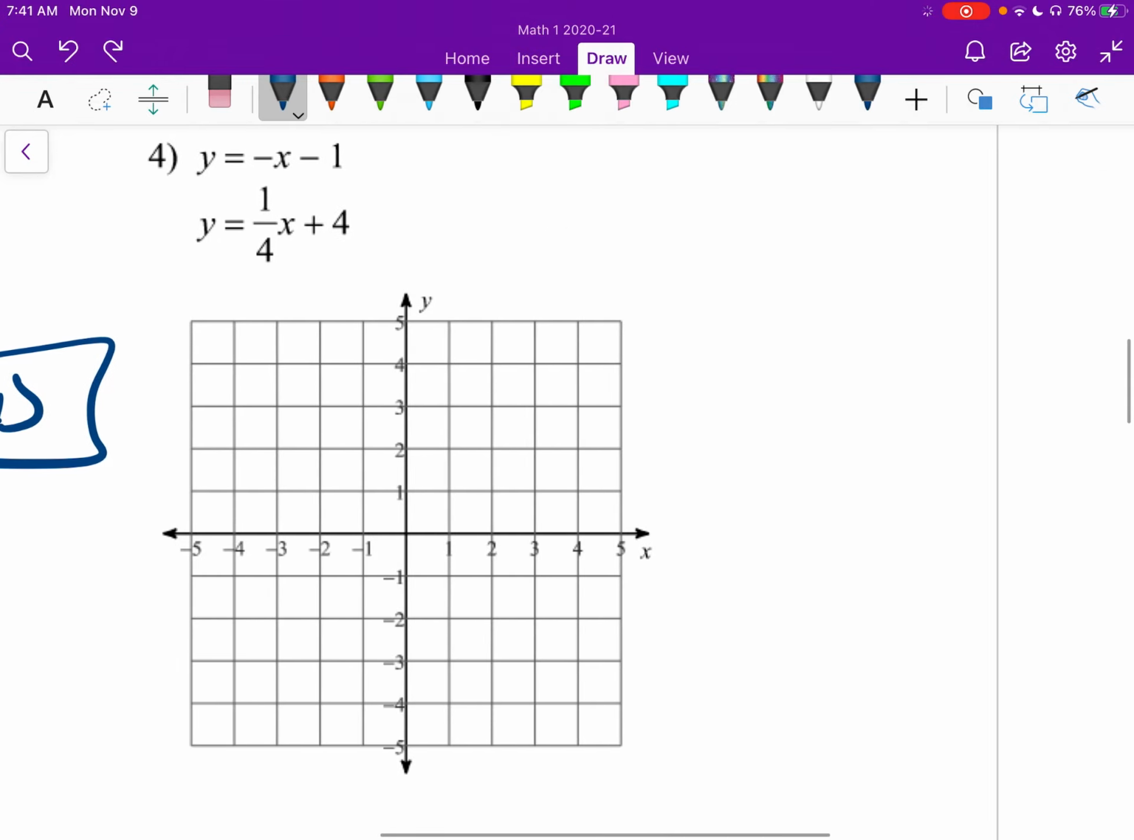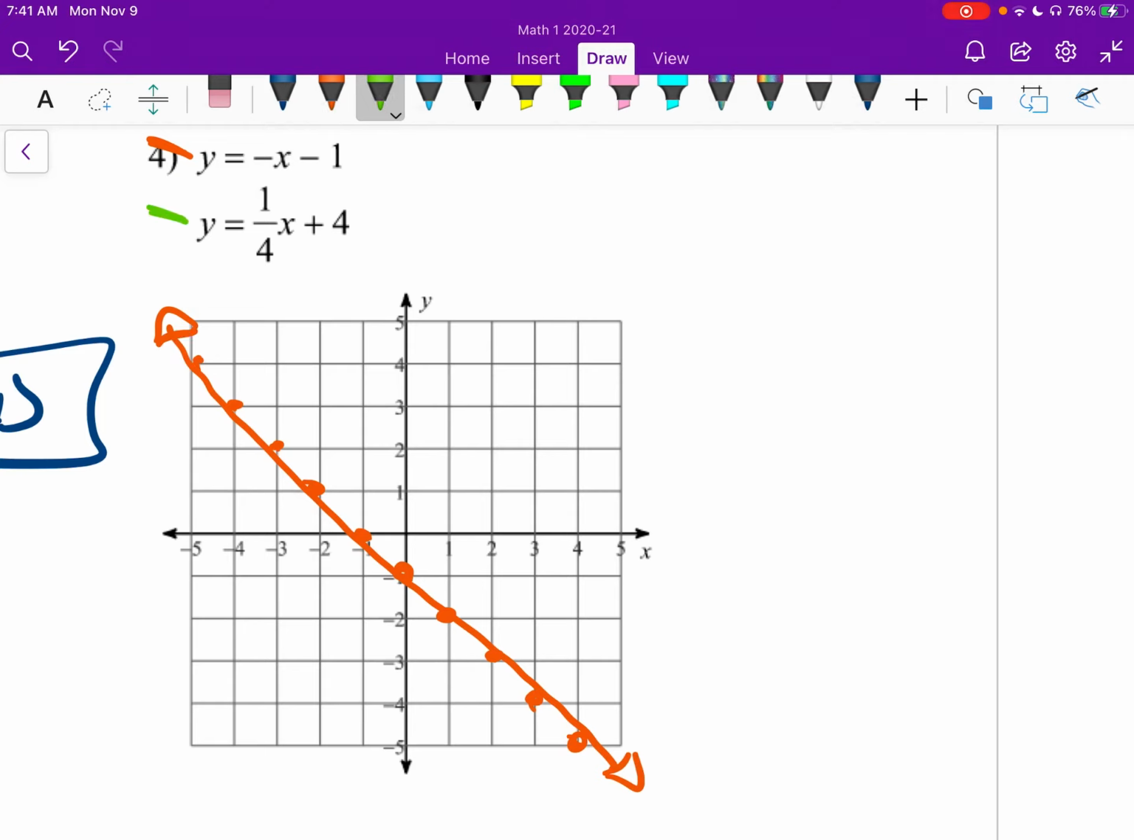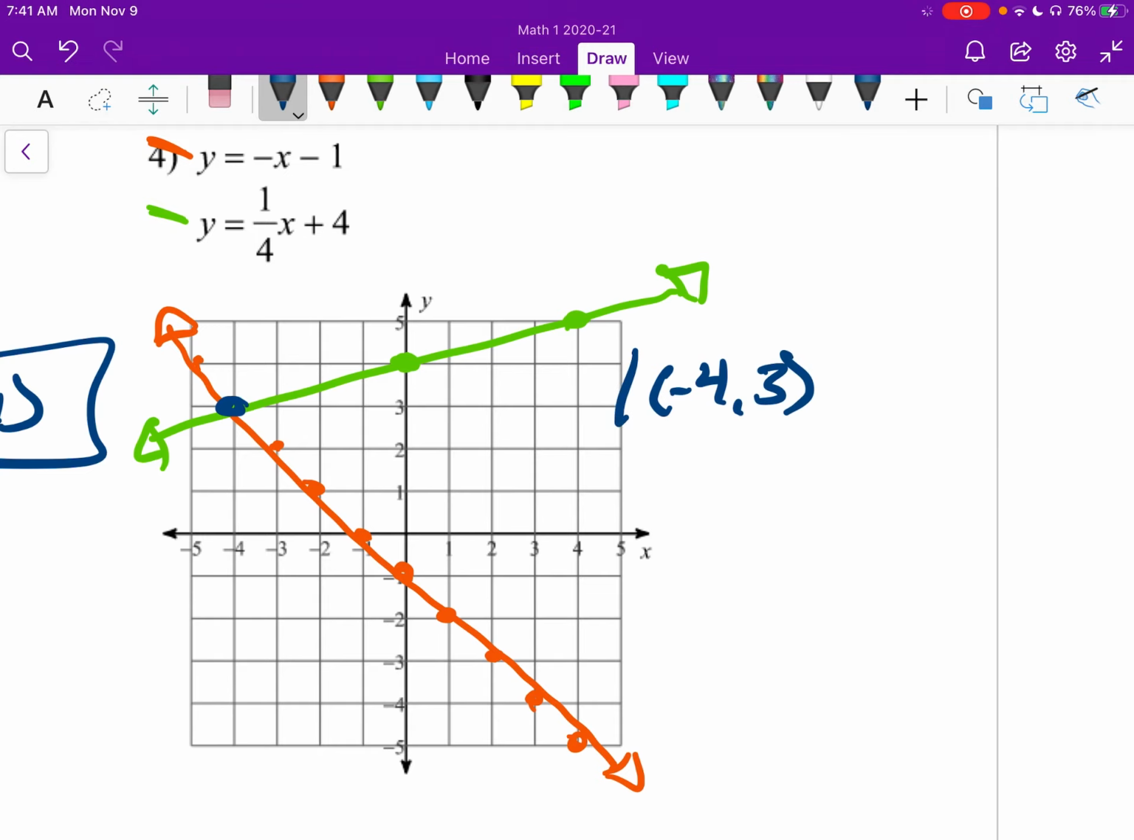All right. Number 4. Intercept is at -1. My slope is -1. For my second one, my y-intercept is 4. My slope is 1 over 4, so I could go up 1 and over 4 that way, or I could go down 1 and left 4 that way. So here's my point. What is that point? That's at (-4, 3). There's our answer.